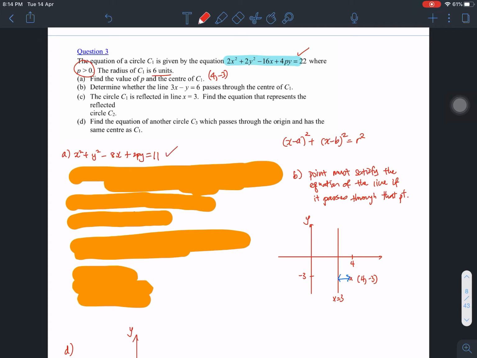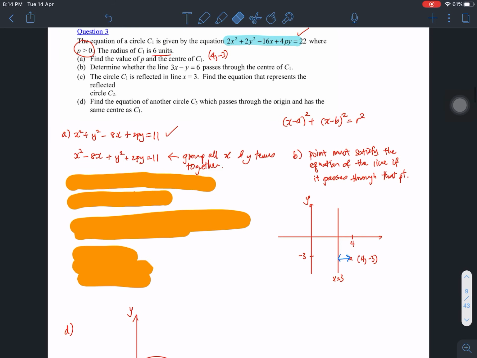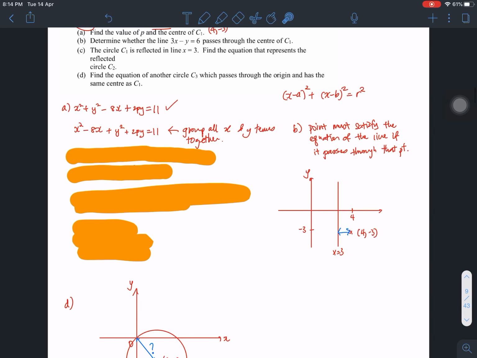So I'm just trying to tidy up. Another reason why I divide by 2 is because I want the coefficient of x squared and y squared to be equal to 1. So later when I apply the completing the square method, I will be able to just complete the square without having to factorize out any coefficients here. The next step, I would group all the x and y terms together, so that helps us to complete the square later.